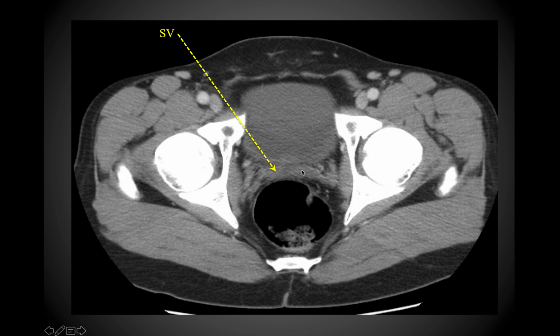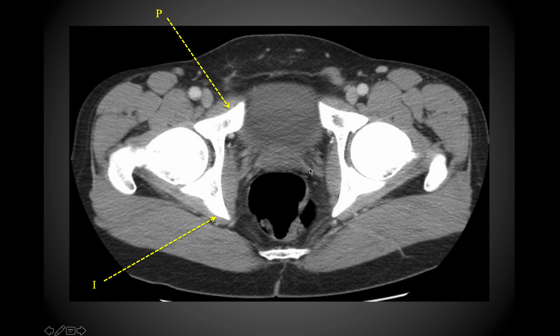And then these are the seminal vesicles back here posterior to the bladder, where you're starting to be able to appreciate those. And then the pubis is now starting to show up as well, so you can see how that's going to be moving progressively in a medial direction as you approach the pubic symphysis. And then back here you can see the ischium.